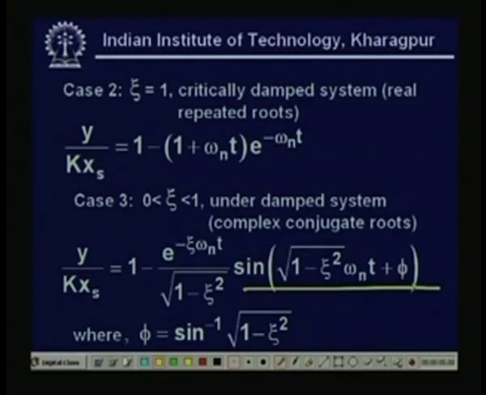Also there is a phase shift, and the phase shift is given by phi equal to sin inverse of the root of 1 minus xi square. So a phase shift will be there in the case of a second order system when it is working under underdamped conditions.